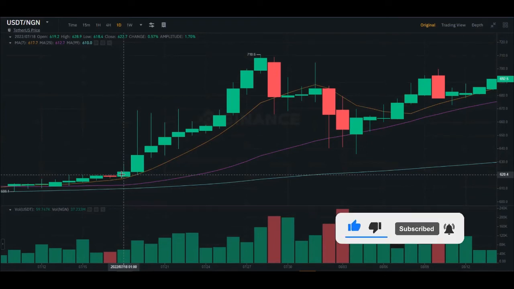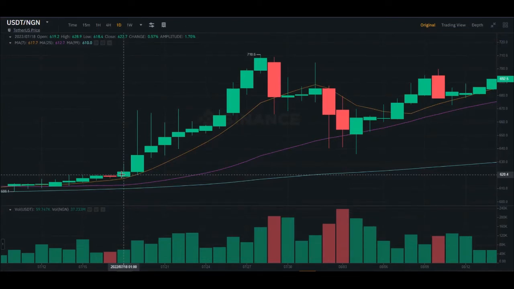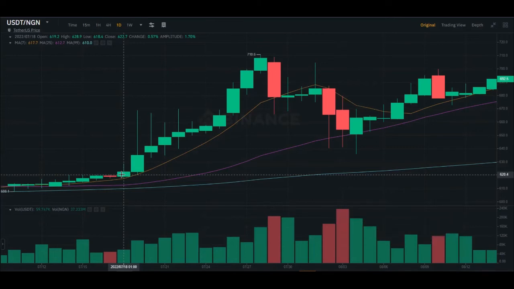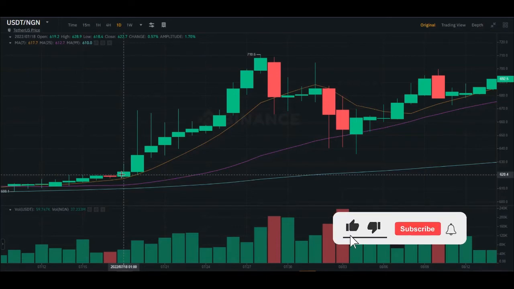Here you see the date, vertically, down there. This is the 18th of July, 2022, and the price of one USDT to Naira is 620 Naira. 620 Naira on the 18th of July.